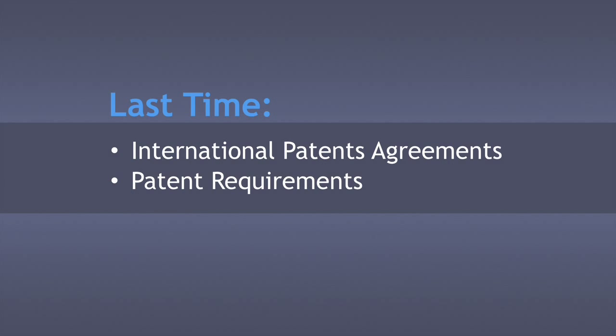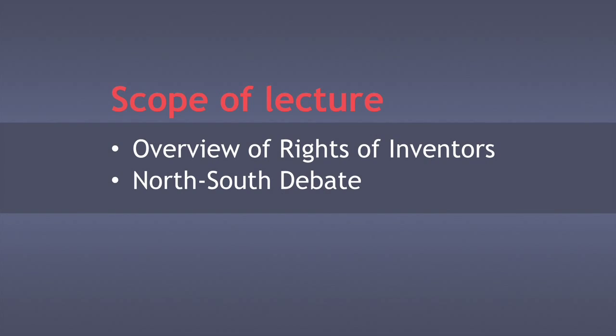In the last unit, we began our conversations about patent law. We looked at some of the international agreements that covered patent rights, and we began our discussion of patent requirements. In today's unit, we will continue to look at the rights of the inventor, and we will also discuss the so-called North-South debate. Let's begin with a discussion of patent validity requirements.